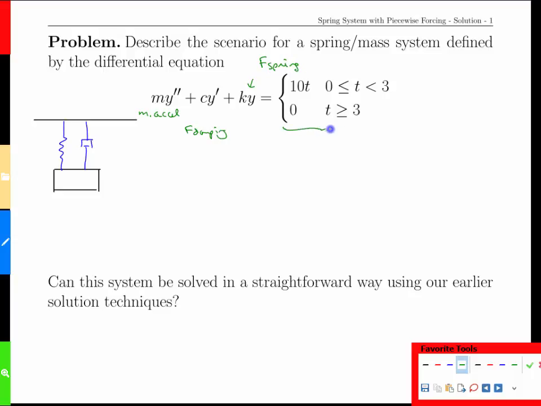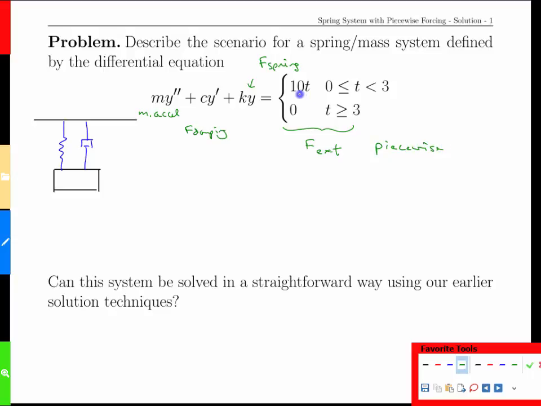And what we have on the right-hand side, almost by definition, is the external force, so something that's being applied outside of the natural oscillations of the system. The left-hand side would just model regular oscillations, damped oscillations. So this right-hand side is the new ingredient. And what we see here is a piecewise function. So that's an important distinction.